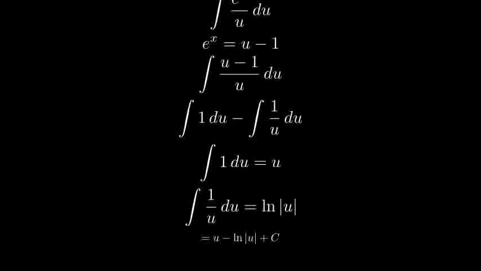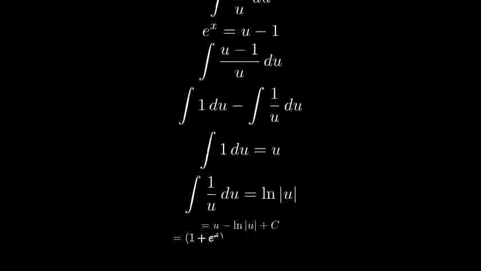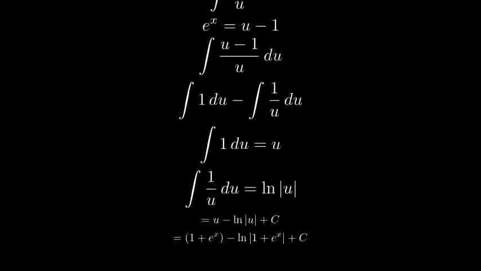Finally, we substitute back in e to the x. This gives us 1 plus e to the power of x minus the natural log of the absolute value of 1 plus e to the power of x plus c. And this is the final answer.